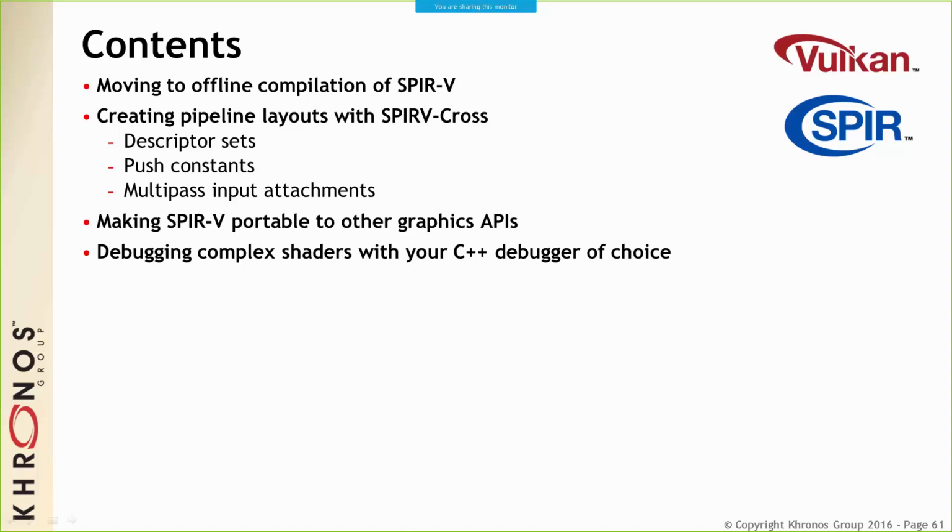Then going on to how to make SPIR compatible with other graphics APIs, because as Tom mentioned in the 101, it's very unlikely that we will be able to only support Vulkan for the next few years at least. So ideally we want a way to make SPIR compatible with older APIs. And finally I'm going to touch on something that's still quite experimental but could be very interesting: it is possible to debug SPIR shaders with a C++ debugger, which I'm going to cover last.